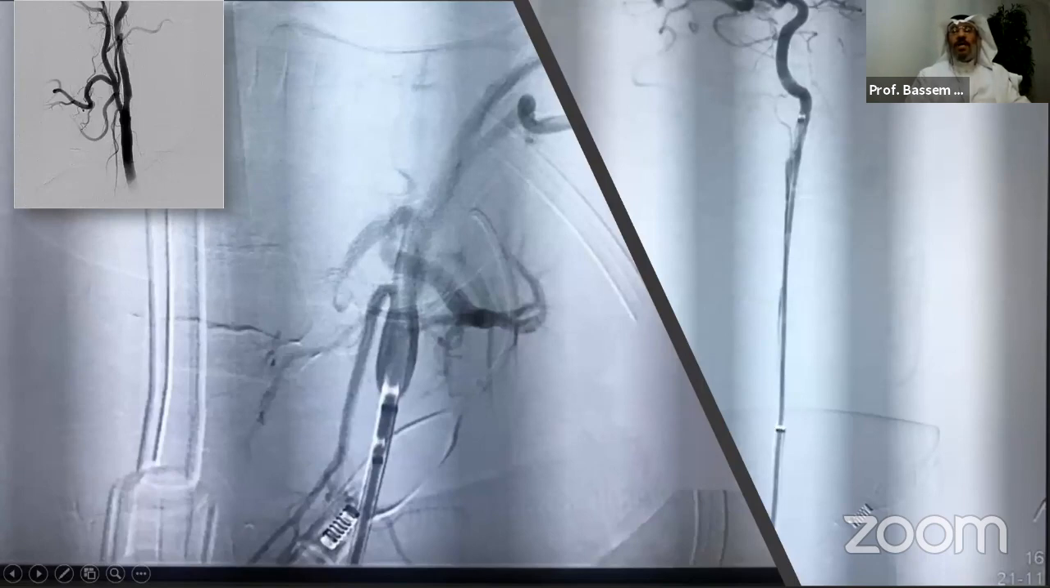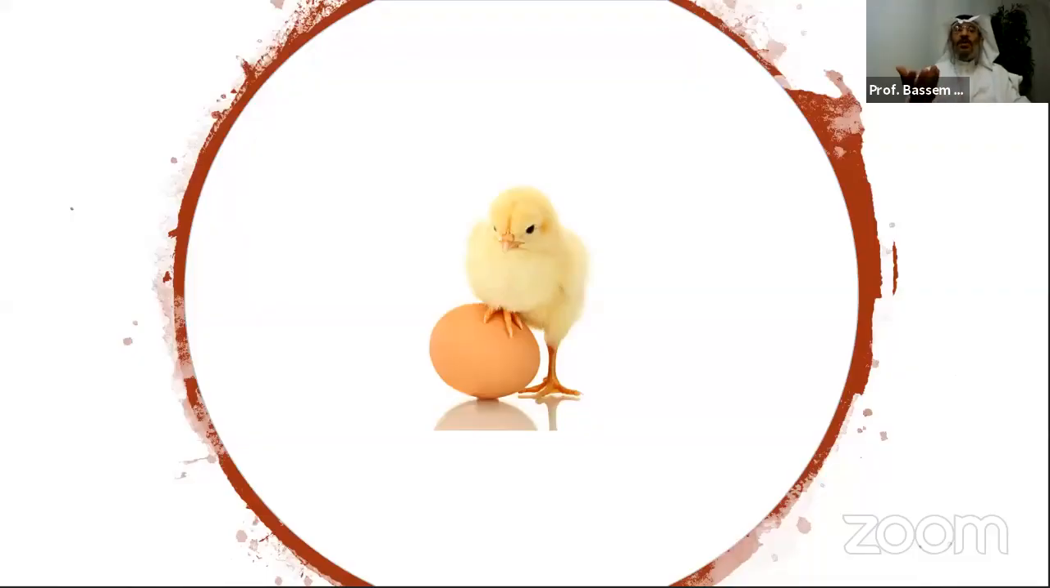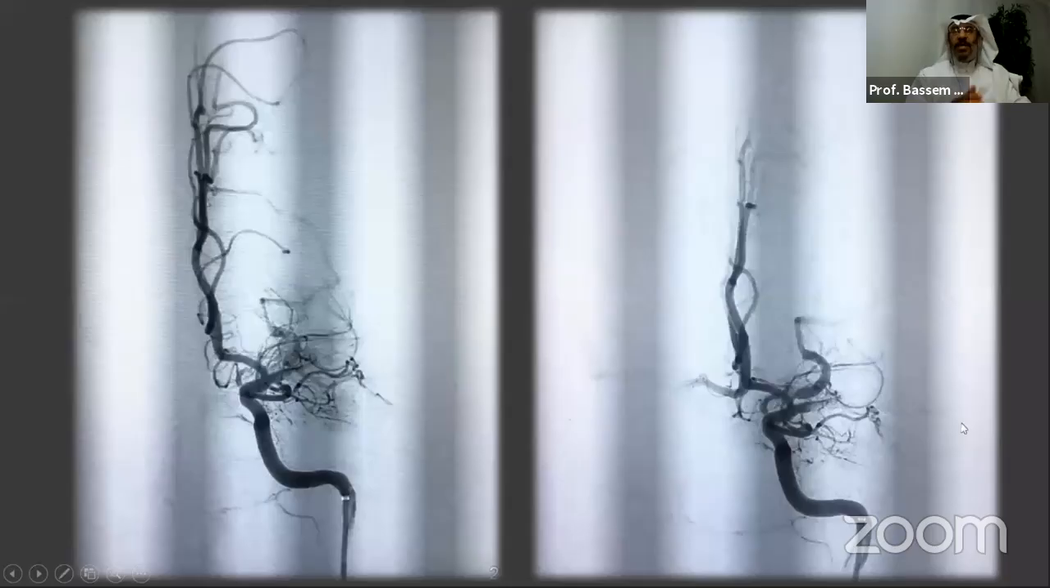And in this situation, you will be faced with the question whether you revascularize the cerebral tissue first or you stent the cervical carotid. In my opinion, again, it depends on the case-by-case application. In this situation, I elected to revascularize the cerebral circulation.